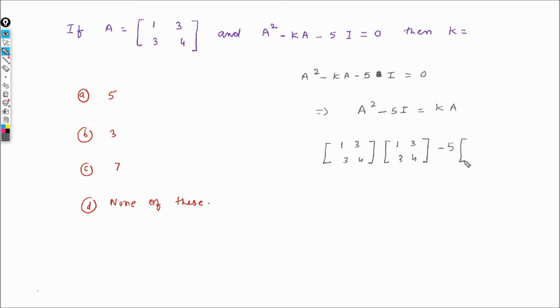minus 5 into the identity matrix [1 0; 0 1]. So this is equal to k into A. What is k?